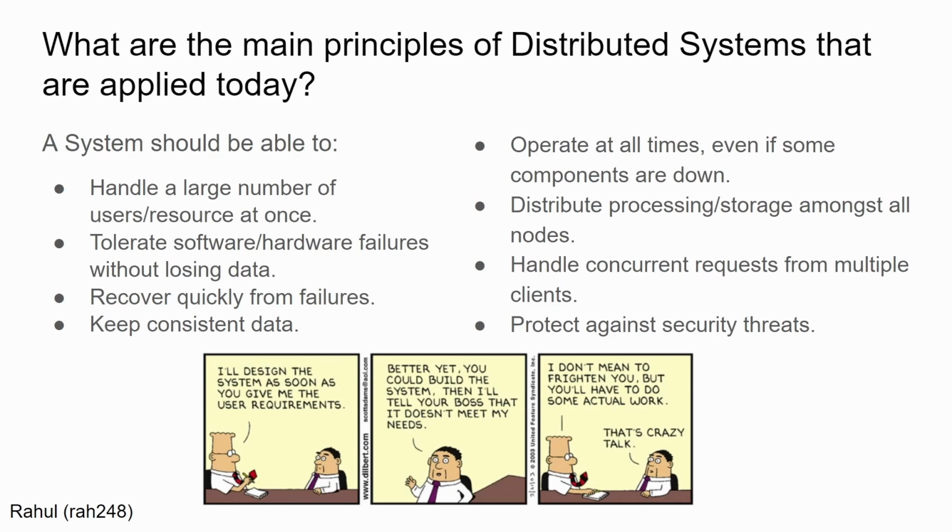Fault tolerance. It's very, very important to make sure that one system can continue operating even if parts of it fail. Scalability. It's a very important principle which allows us to handle very large amounts of clients, very large concurrent requests.